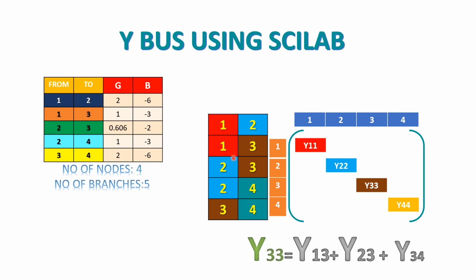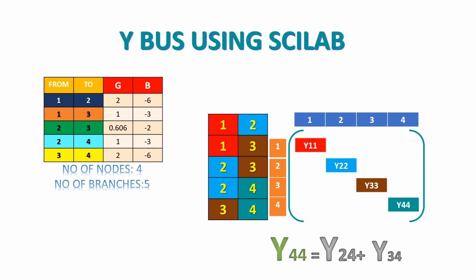Now, to calculate the y33 value, that means the corresponding third node, how many times is this 3 repeating? 1 2 3. That means there are 3 elements connected to node 3. And what are the elements? 1 3, 2 3 and 3 4. The corresponding admittance values are added to get y33.